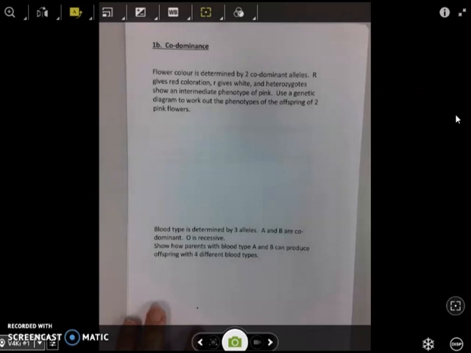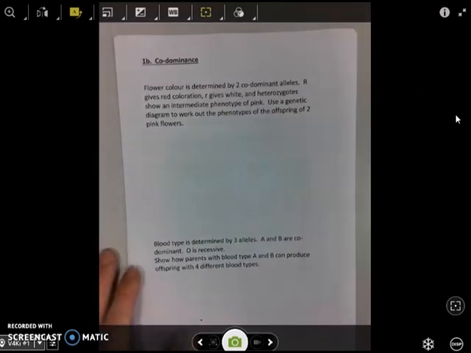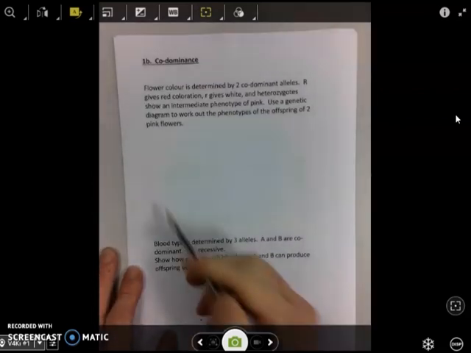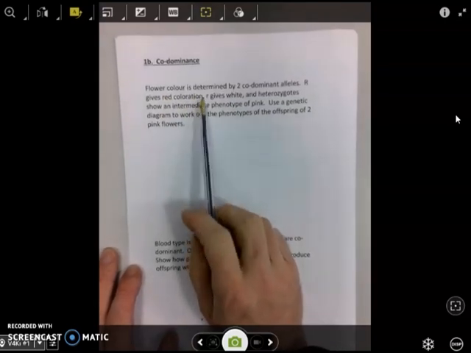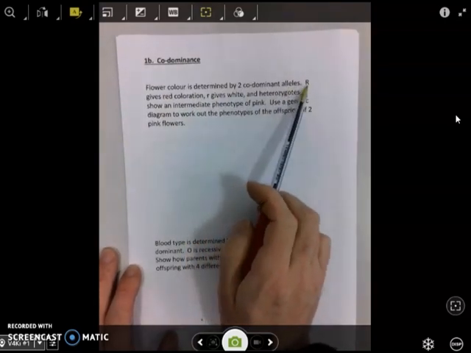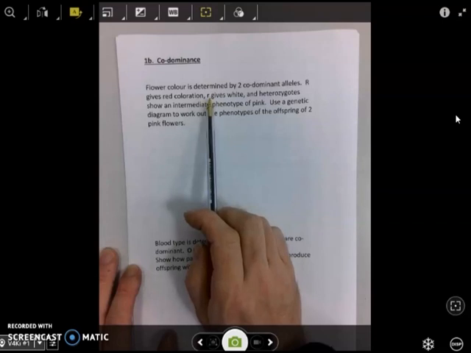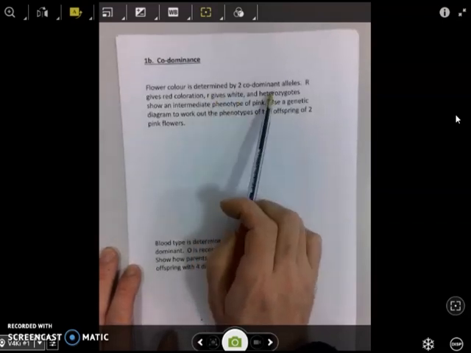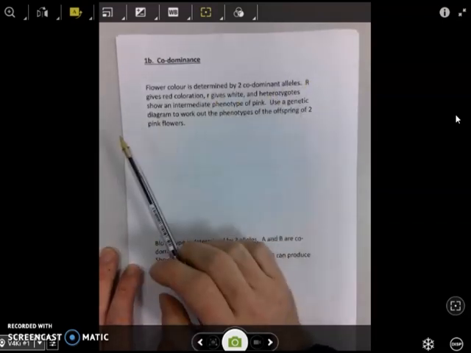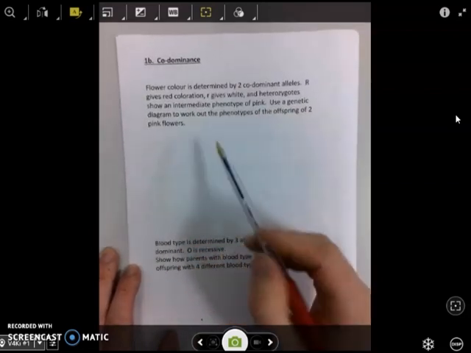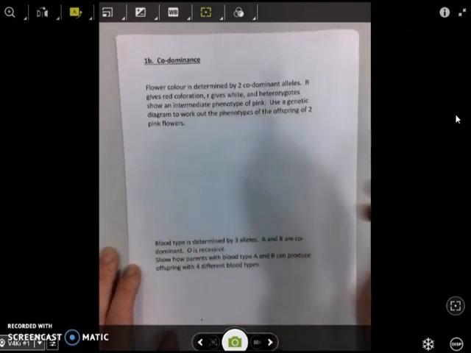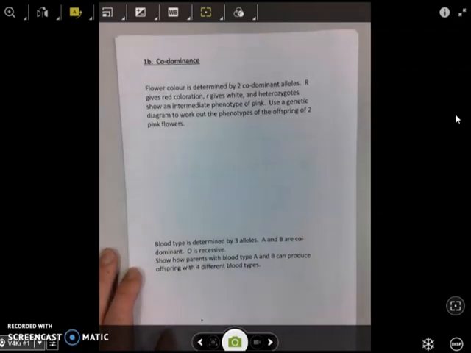Sometimes you can end up with two alleles that both influence the phenotype. So the example I've given here is flowers again, and we've got two codominant alleles. Capital R gives red coloration, lowercase r gives white coloration, but heterozygotes, instead of being red, which is what you'd normally get, in this instance you get an intermediate phenotype of pink. You use a genetic diagram to work out the phenotypes of the offspring of two pink flowers.